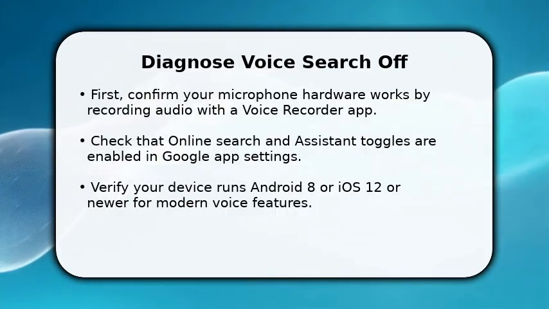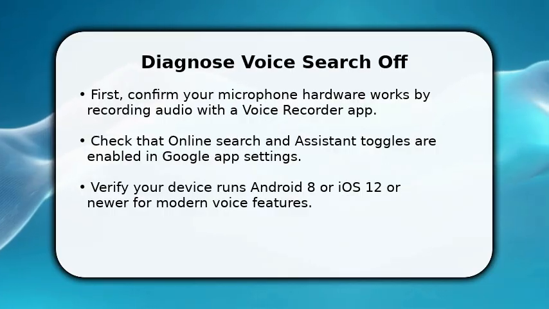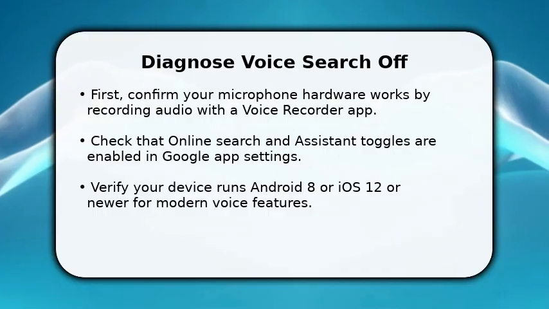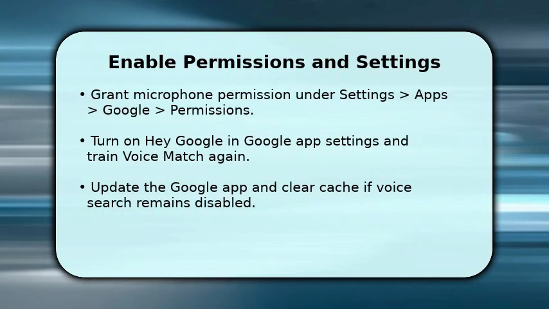Verify app-level microphone permission is granted under Settings Apps Google Permissions. Also verify your device runs Android 8 or iOS 12 or newer for modern voice features. Grant microphone permission under Settings Apps Google Permissions so the app can record audio.